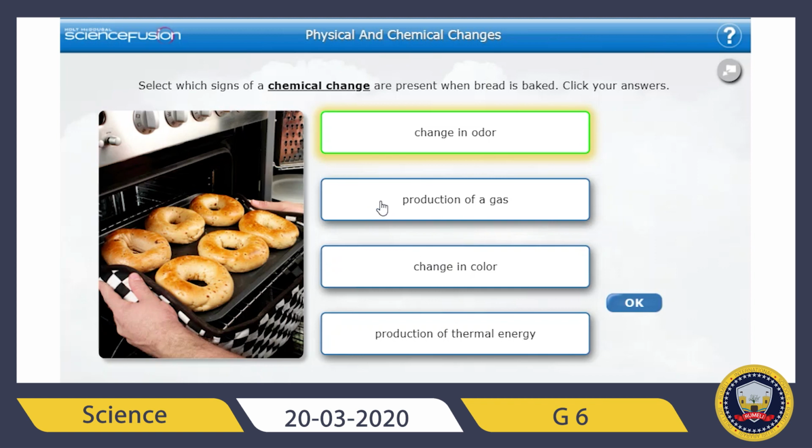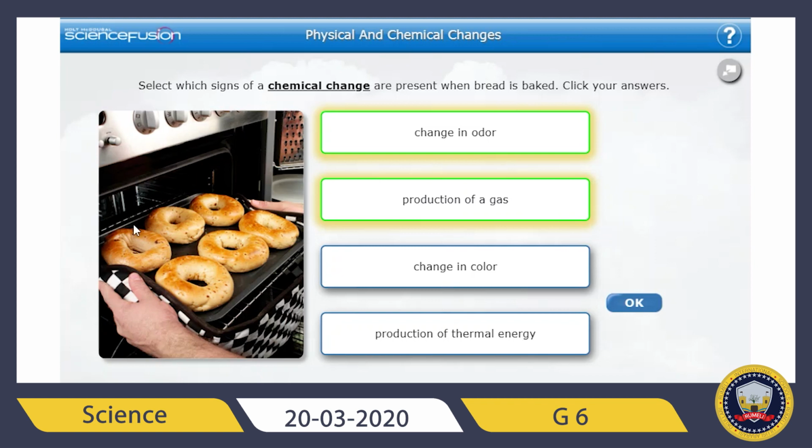So, production of gas. This is the tricky one because we can't observe the production of gas, but we can see the small pores inside the bread, right? When you are cutting the bread, you will probably see some small pores. This is the sign of production of gas inside the bread while it is baking. And that's why the bread is getting bigger during baking. Okay? There is a production of gas, obviously.